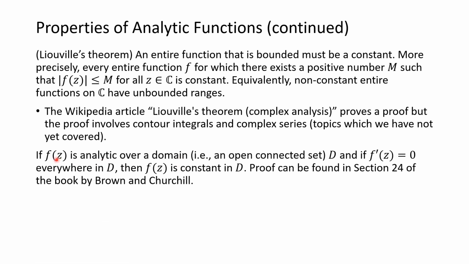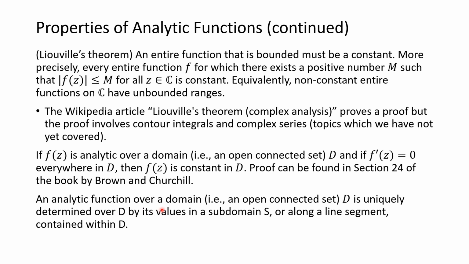If f of z is analytic over a domain, an open connected set, and if the derivative equals 0 everywhere in that domain, then f is constant. There's a proof of that in section 24 of the book by Brown and Churchill, which I referenced in the introduction to this series of lectures. So if you're really interested in proofs, you may want to get a copy of Brown and Churchill.